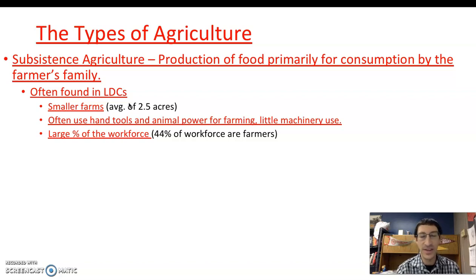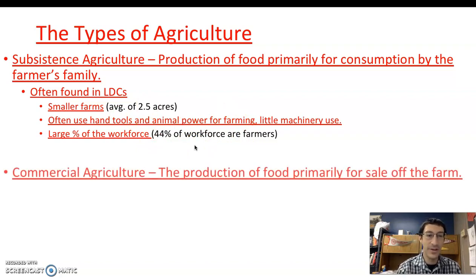Typically they're often using hand tools and animal power rather than machinery. And also in many of these developing countries, a large percentage of the workforce is in agriculture. So on average, 44% of the workforce in these subsistence agricultural societies are farmers.